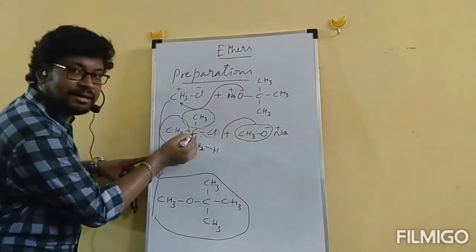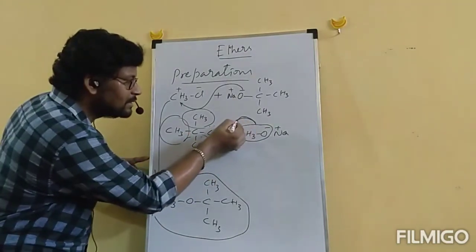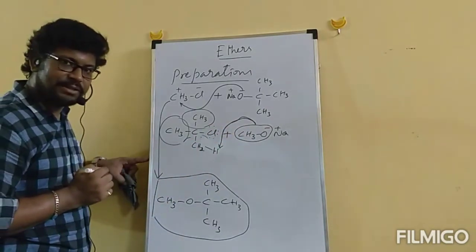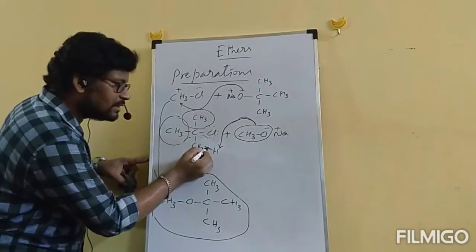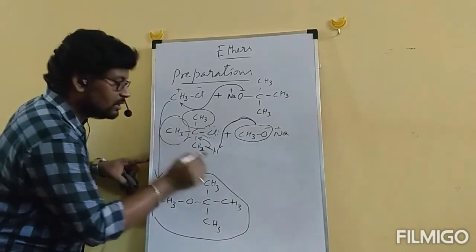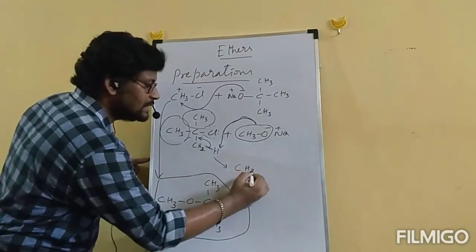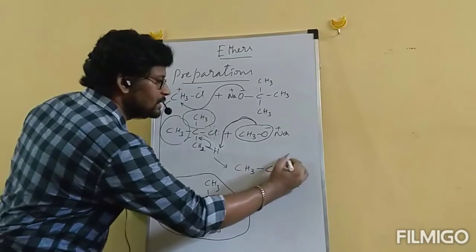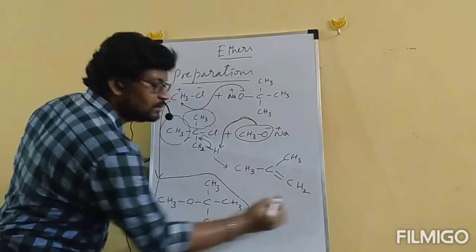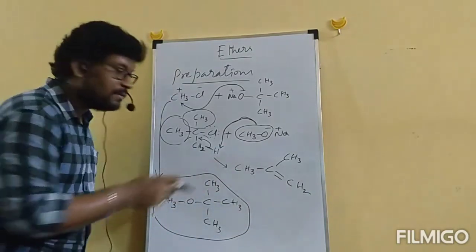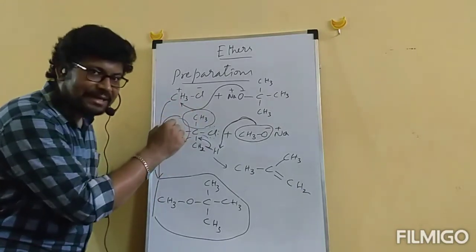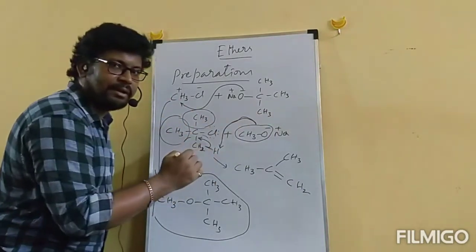Instead of attacking this central carbon, this CH3O minus will attack this hydrogen. This bond shifts as a double bond, and this chlorine will be left out. You will get the product CH3C(CH3)=CH2. We will not get ether. We will get alkene, when we take a bulkier alkyl halide and this one.